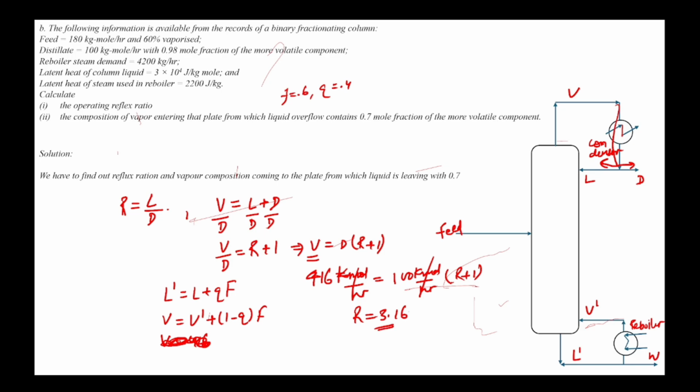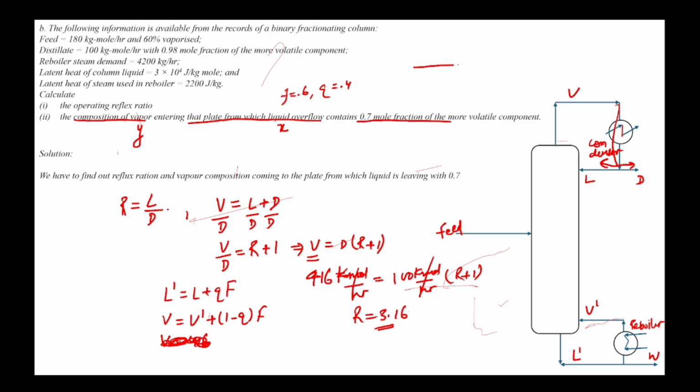The second part is important. What is the second part actually saying? The composition of the vapor. Vapor means we have to find Y, entering that plate from which liquid overflows. That means liquid leaving by the overflow. Liquid will leave, that is X. The leaving liquid contains 0.7 mole fraction of the more volatile component.